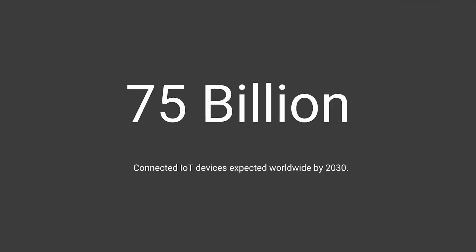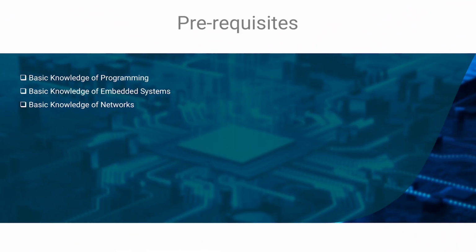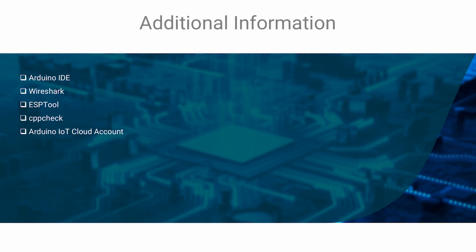And one more thing: from section 2 to section 9, we have practical labs for different aspects of embedded security. If we talk about the prerequisites, you should have basic knowledge of programming, embedded systems, and networks. Additionally, you should have Arduino IDE, Wireshark, ESP tool, CPP check, and an Arduino IoT Cloud account on your machine.